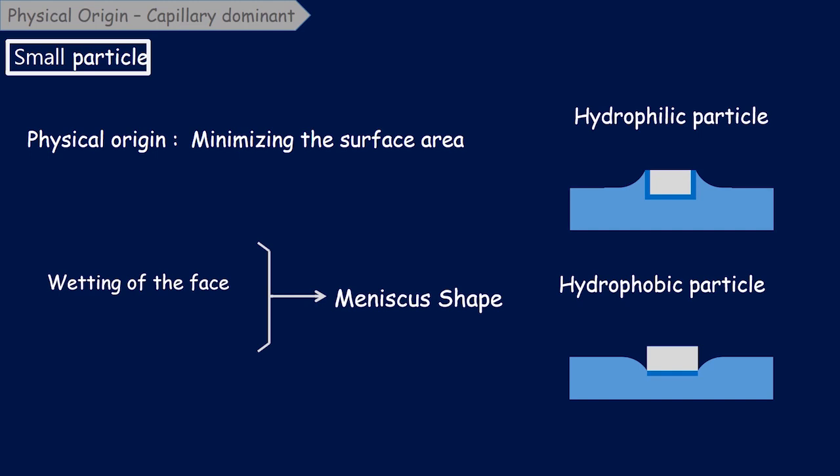For the hydrophilic particle, the side of the particle lacks the water, so the water is attached to the wall and creates a positive meniscus. For the hydrophobic case, the side repels the water molecules. It makes a negative meniscus around the particle.